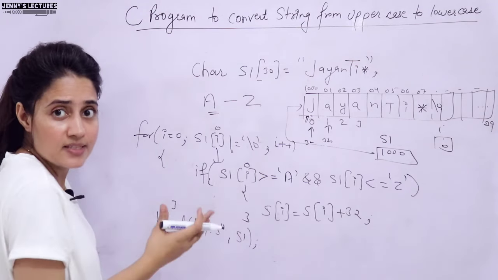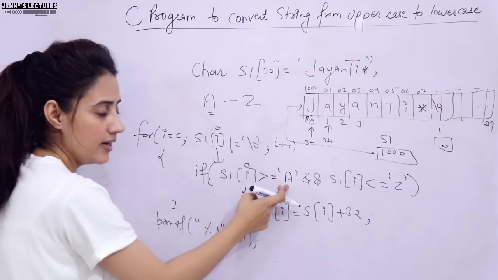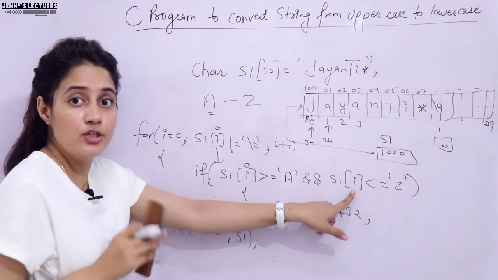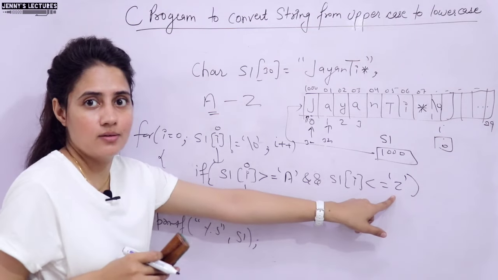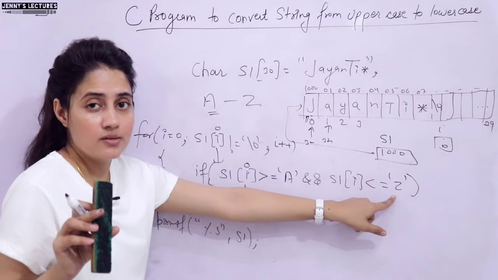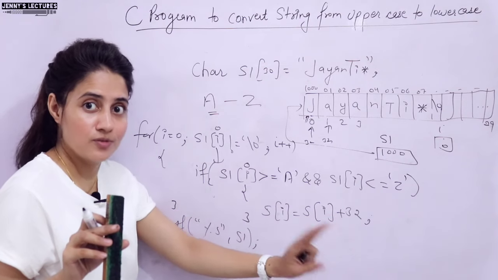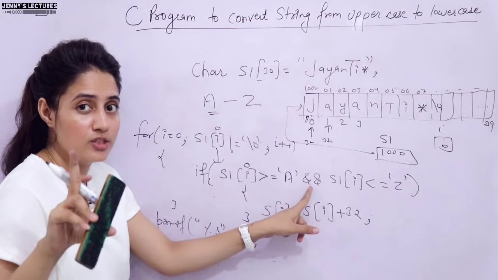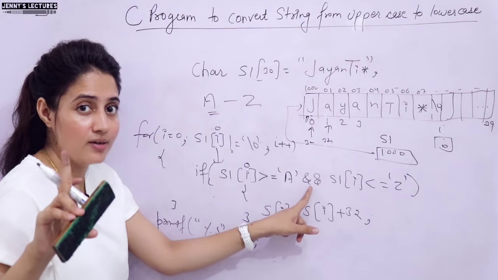J, yes, it is greater than A. As well as you have to check this condition also. It should be less than Z, right? Otherwise, it will give some other output. So that is why I am using logical AND. Don't use logical OR operator, otherwise it will not give you correct output, right?